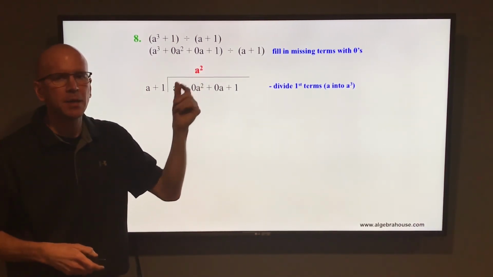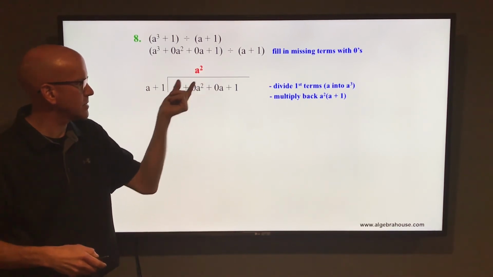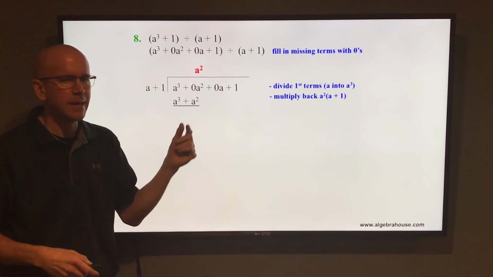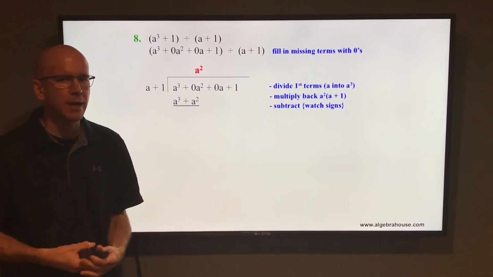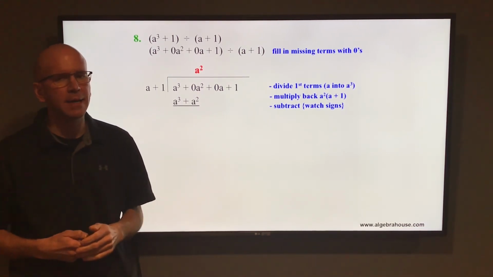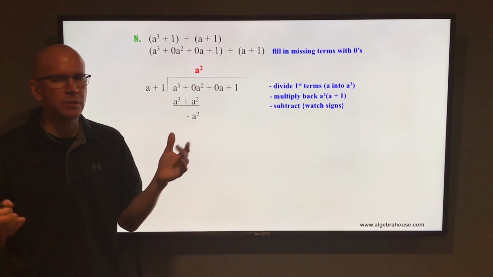Put that up top. Once you put that term up top, multiply back with the distributive property. So a squared times a is a to the third. And a squared times 1, that is a squared. After you multiply back, then subtract. So you're subtracting 0a squared minus a squared. Watch your signs. It's going to be negative a squared. A to the third minus a to the third, that's just 0.